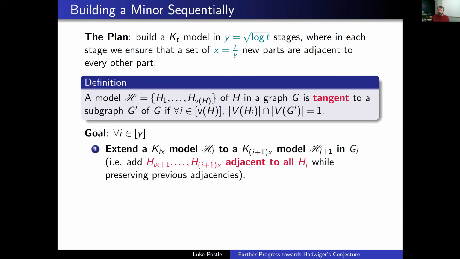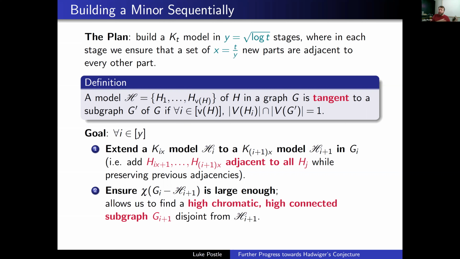So here's our goal. Each step, we're going to extend our model to a slightly larger model, so from i x to i plus 1 x. Again, preserving all adjacencies, making the new ones. We're going to ensure that when you remove the model, the chromatic number is large enough. And this will allow us, by Norin, to find a high chromatic number, highly connected subgraph. And then we're going to ensure that we can make our model tangent to that subgraph. So it's like we have a bank of high chromatic, highly connected places to keep trying to build our model. We have to make sure we can do this, but also get to that future, but don't use it up too much.